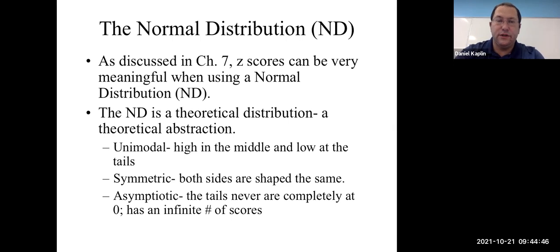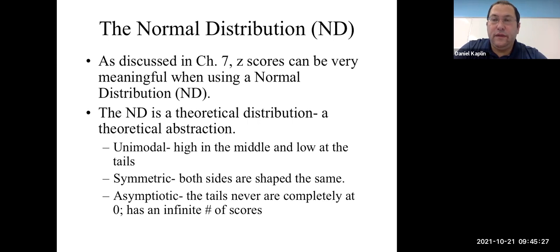using a normal distribution. Now, the normal distribution is a theoretical abstraction. It's also referred to as the bell curve. And the normal distribution or bell curve has certain properties. The first is that it is unimodal. As you remember from earlier lessons, the word uni means one, modal means peak. So a normal distribution has one peak. It's really high at the middle, and then it gets smaller as we move to the tails.